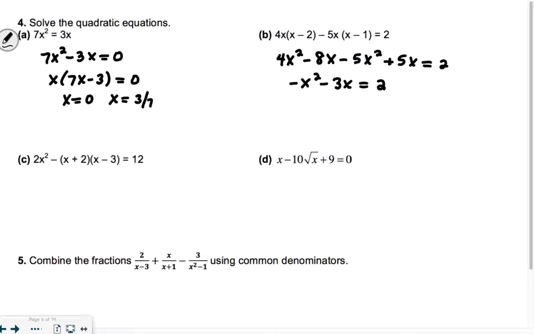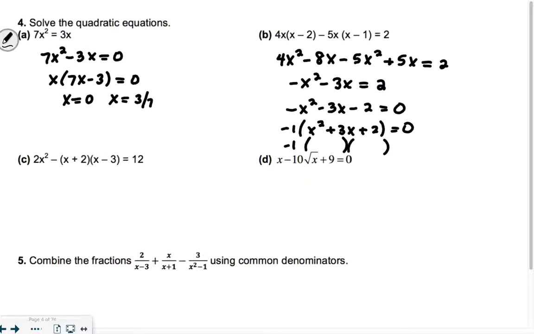Then you can do a couple different things here. Some people don't like to have a negative x squared, so they would add the x squared to the other side and add the 3x to the other side. That's fine. But let's say I subtracted the 2 to the left side, because that's the easiest thing to do in one step. Now I would just pull a negative 1 to the front, because I never like having a negative x squared to factor. It just kind of complicates things, right? So it's easier to do this way.